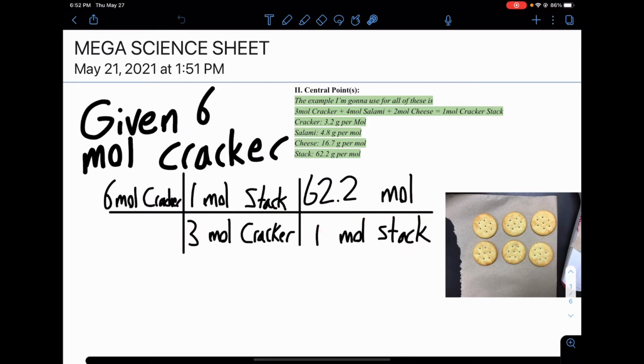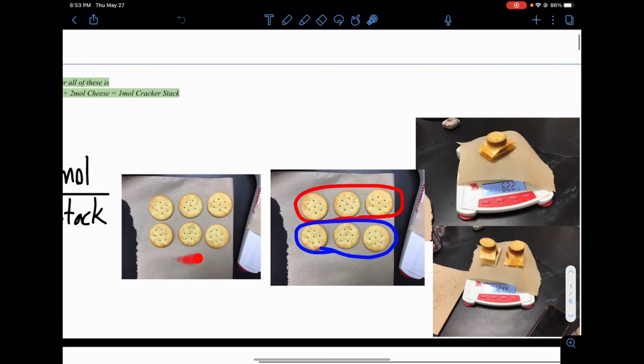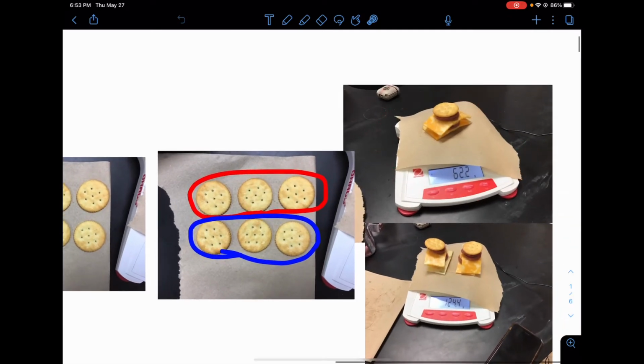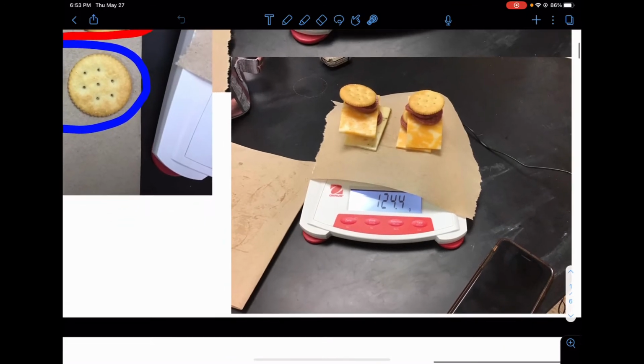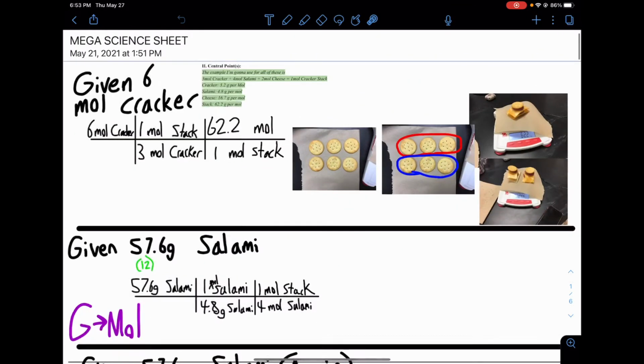And then what you want to do is put 1 mole of stack down here, or 1 mole of whatever you're doing, and then put the molar mass of that above here, which, as you remember, is 62.2. So then once you have all that, you just multiply all this together and divide it by here. And so you see 6 of these broken up into 2 groups of 3, the molar mass, and then boom. This is what you would end up with, 124.4 grams of stack.